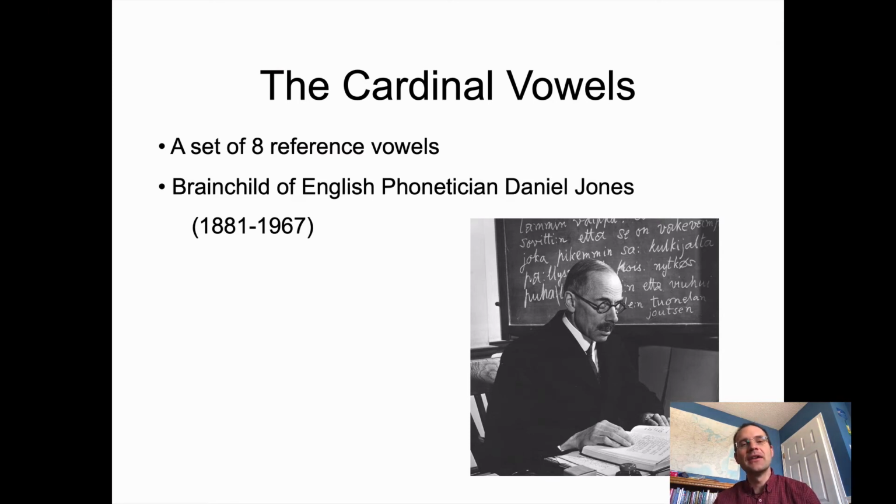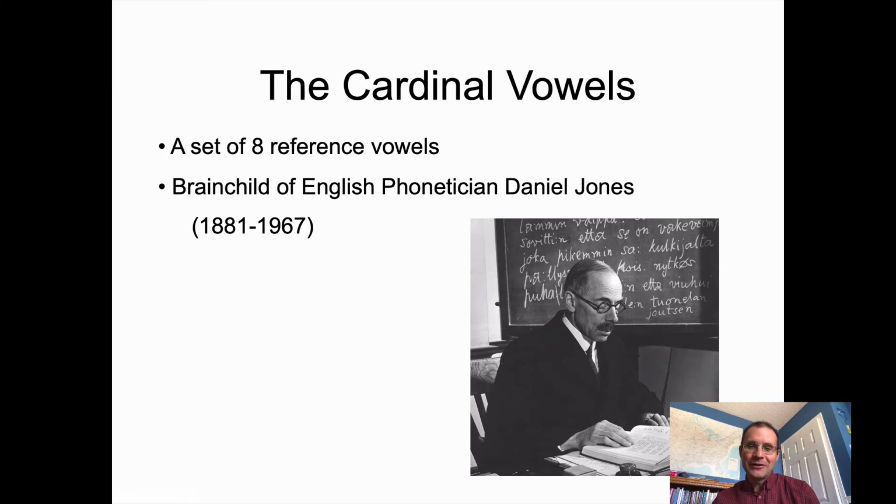So this is a set of so-called reference vowels, 8 in one primary set, and then there's 8 in the secondary set as well. They were the brainchild of this English phonetician Daniel Jones, and I've got a picture of him here, I guess, in his study, doing phonetic-y things. So he lived in the early part of the 20th century, back in the good old days of phonetics, when we didn't have fancy tools like Praat or computers or anything other than just our ears, our tongues, and a sense of what those two things were doing in our heads.